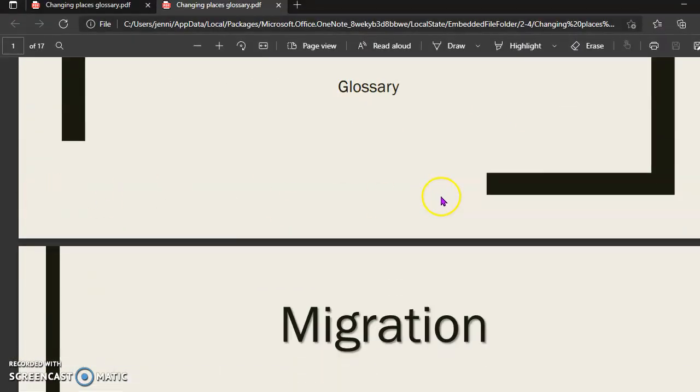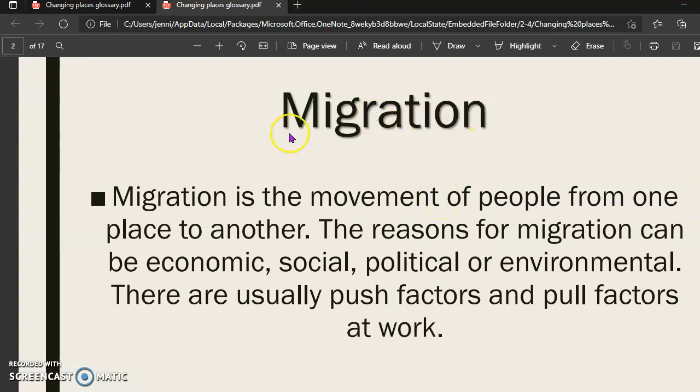All right, so migration. Migration is the movement of people from one place to another, permanent or semi-permanent. So when you go on holiday, you're not migrating. The reasons for migration can be economic, so looking for a job. They may be social, so maybe looking for more freedom. They can be political, or they can be environmental, to get away from natural disasters.